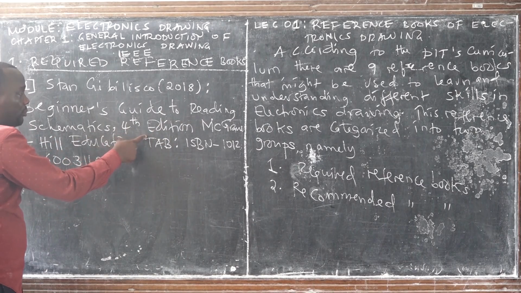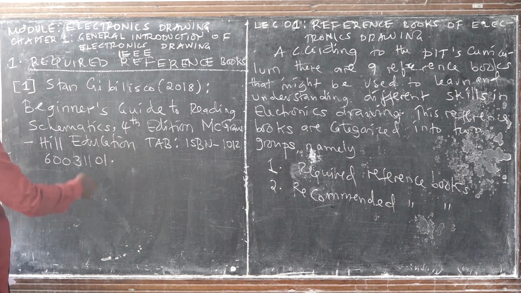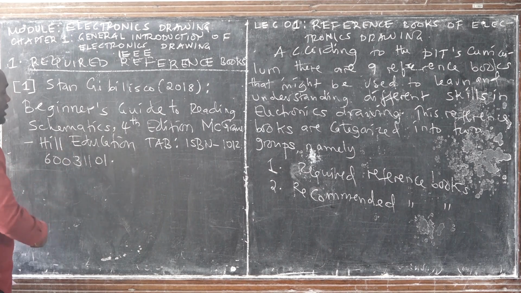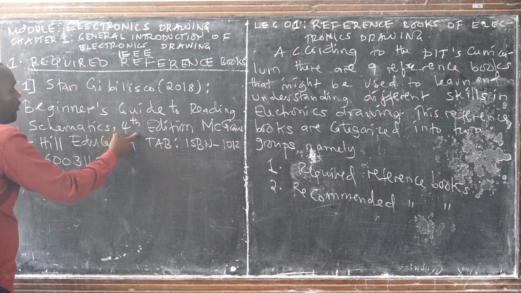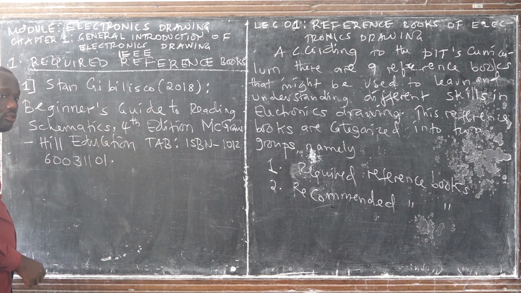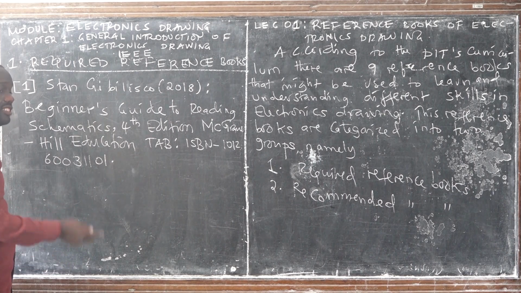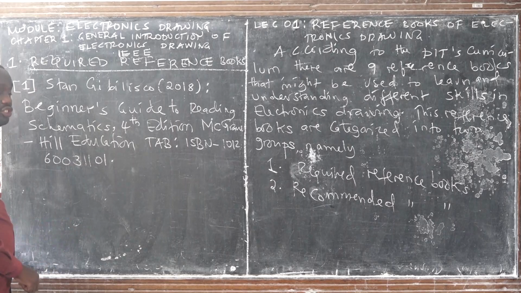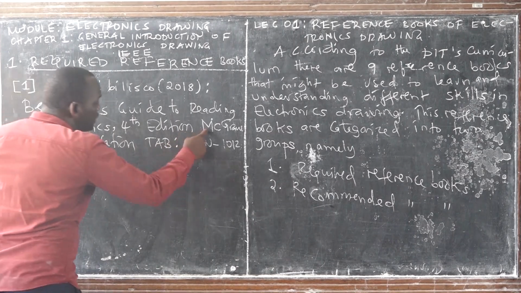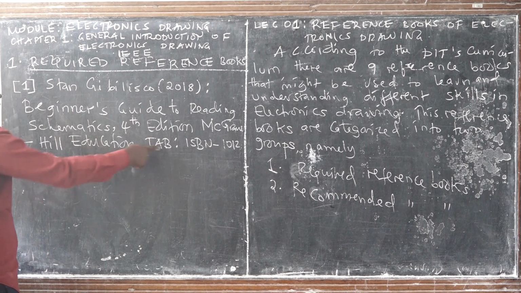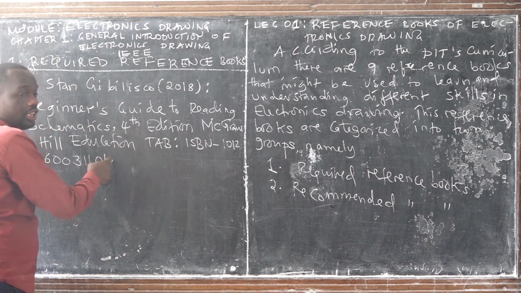Then you have the edition, because for instance, there are first versions of Beginner's Guide to Reading Schematic, a second version, a third version, and a fourth version. So the curriculum says that you have to find the fourth edition. We call them versions, or we call them editions. So you have first edition, second edition, third edition, fourth edition. And then this is McGraw-Hill Education. This is the name of the publisher.